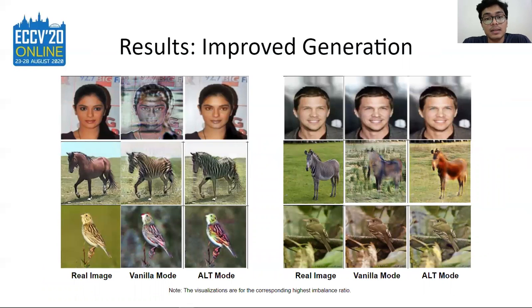Qualitatively, it can be seen that the alternate mode CycleGAN produces better translated images with less noise and more relevant perturbations as compared to the vanilla CycleGAN. Here are some generated samples from the 3 datasets corresponding to the highest imbalance ratio for both the minority as well as the majority class.